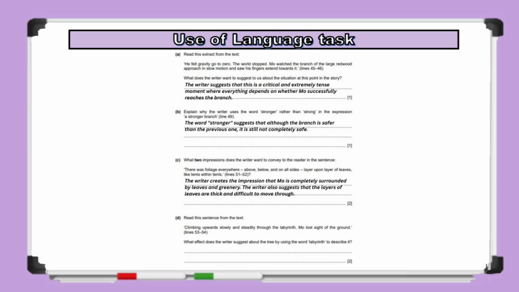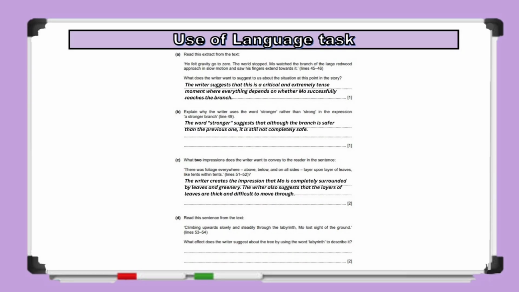This question says, read this sentence from the text. Climbing upwards slowly and steadily through the labyrinth, Mo lost sight of the ground. What effect does the writer suggest about the tree by using the word labyrinth to describe it? Again, the examiner has highlighted one specific word, so your attention should immediately go to that word.